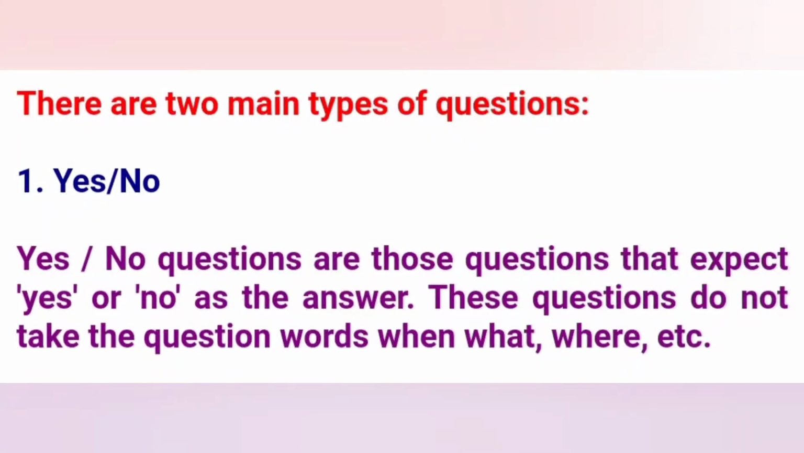Yes or no? There are two main types of questions. Number 1, yes or no questions. Yes or no questions are those questions that accept yes or no as the answer. These questions do not take the question words when, what, where, and so on.